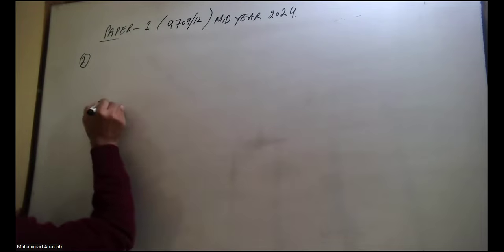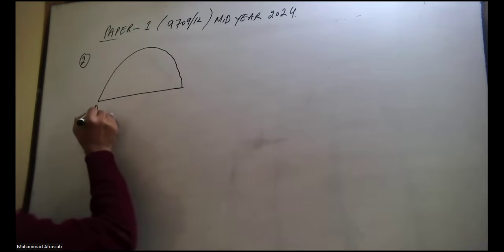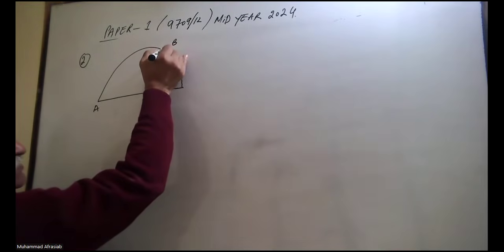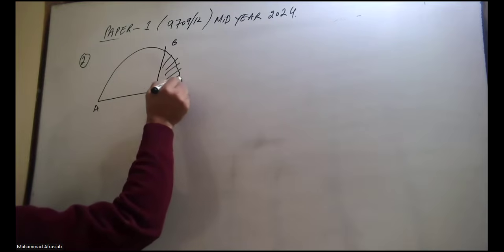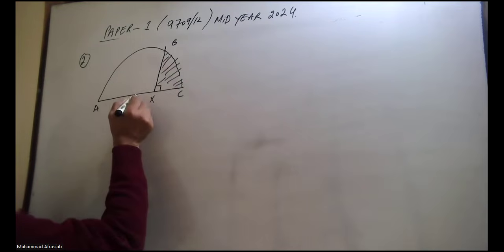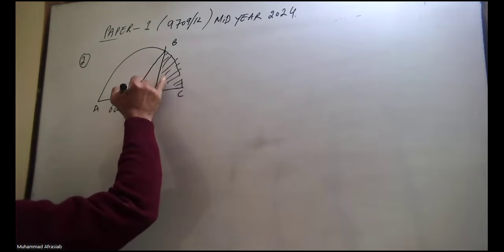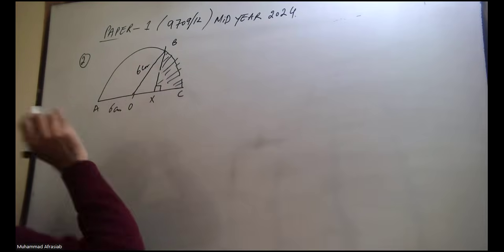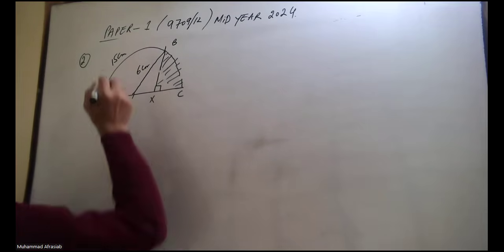So this is the semicircle shown there. This is the point B. It is X, it is C, it is a 90-degree angle. This is the shaded region for which we are going to find the perimeter. This is O and this radius is 6. If we join O with B, this radius is also 6 centimeters. And the arc length of AB is 15 centimeters.